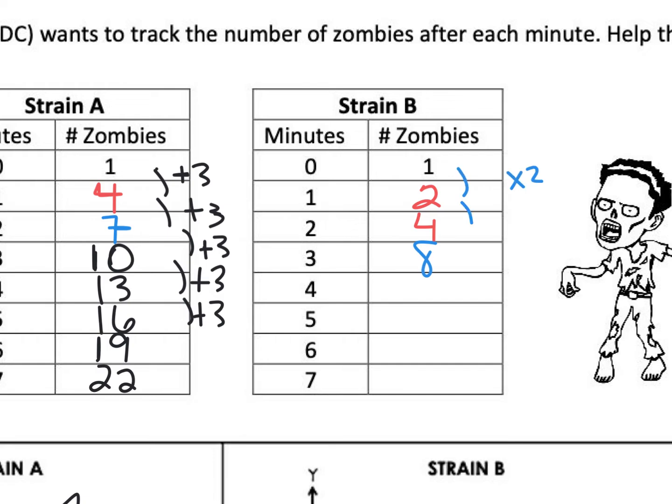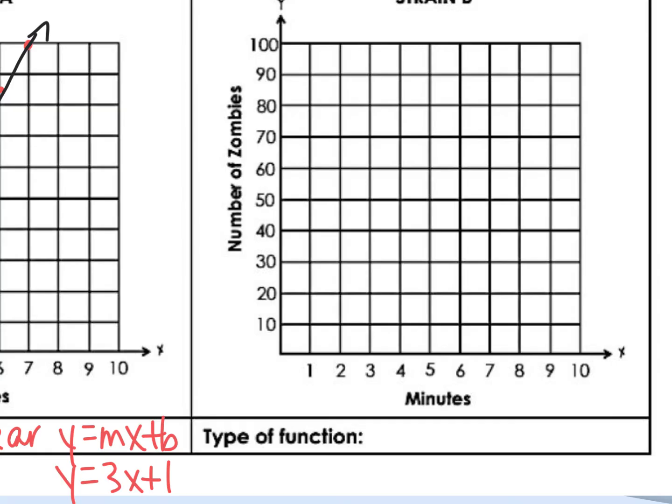So what's the pattern happening here? Times 2. Times 2. So what is 4 going to be if we're following this pattern? 16, and then 32, 64, and 128. So let's put this on the graph, right?